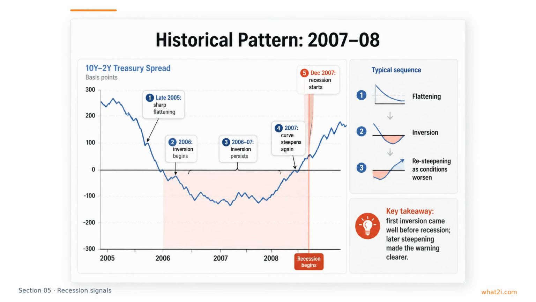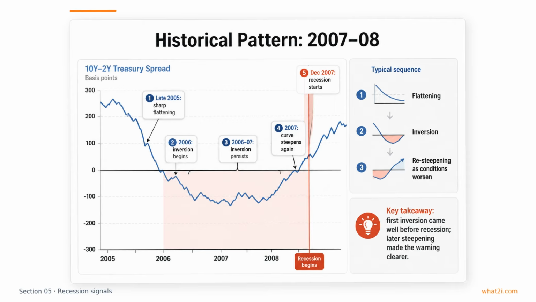The period before the 2007 to 2008 recession illustrates the usual pattern clearly. The 10-year minus 2-year spread flattened sharply in late 2005 and turned negative in 2006. The inversion then persisted for an extended period, which made the signal more meaningful. In 2007, the curve steepened again as conditions deteriorated and markets anticipated easier policy. The recession officially began in December 2007, well after the first inversion. That sequence shows why investors watch not just inversion, but also duration and re-steepening.